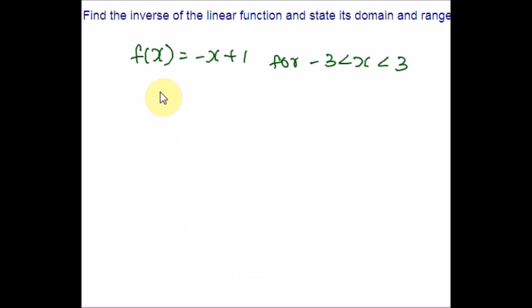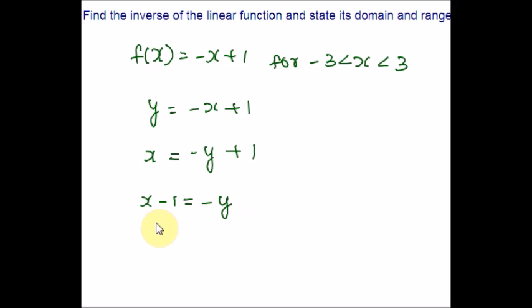Replace f of x as y. Then replace y as x. I'm just going to swap it, all x by y and y by x. Subtract 1 from both sides. So you will get -y. Divide both sides of the equation by -1.